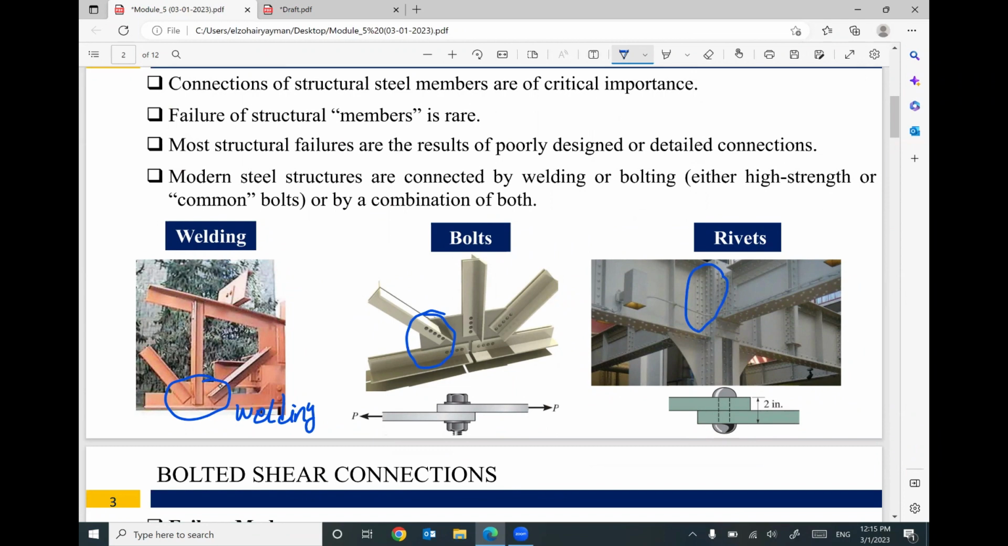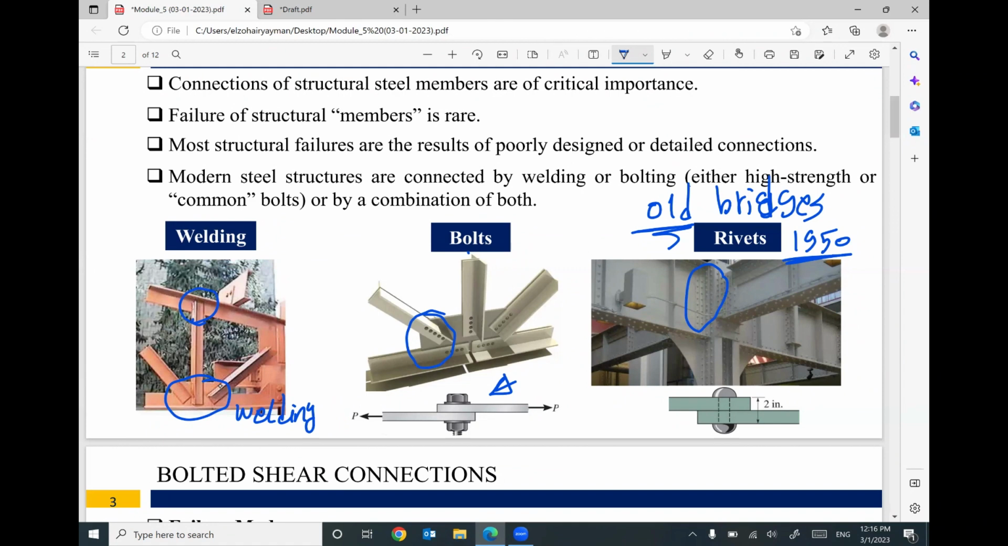I think using rivets is no longer available. You can find this type of connection in very old buildings or bridges, built in the 1950s or 1960s. You will find all the connections are rivet connections. But nowadays, we are using bolts or welding. I will cover the bolted connection today. Probably next week, we will do the welding connection.